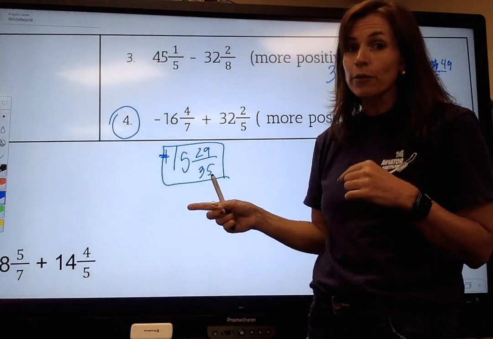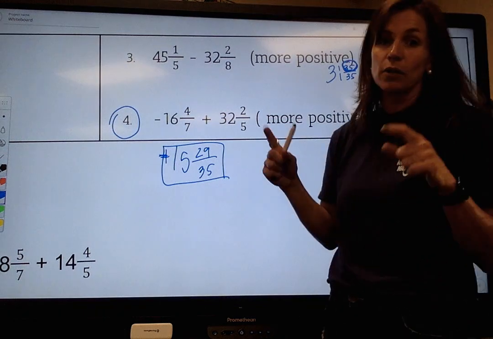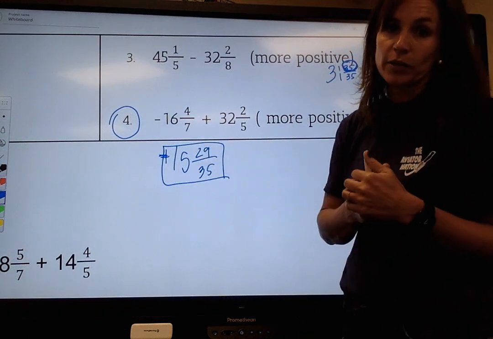So if you're struggling with fractions, please come and see me for tutoring, because this is going to be a skill that we're going to do all year long. And then we will do some examples together in class.